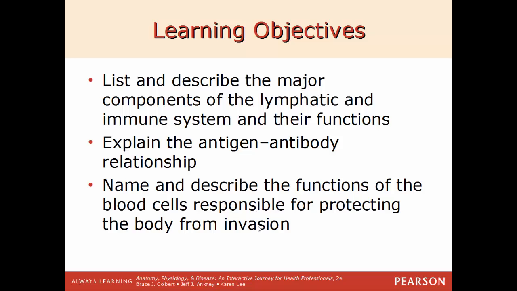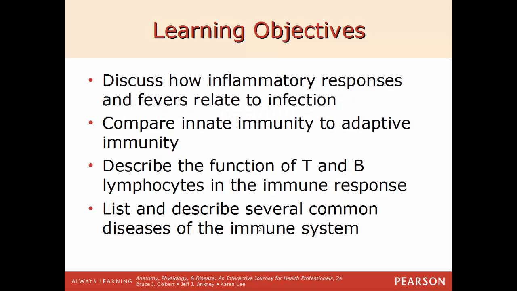Some learning objectives for this chapter: be able to list and describe the major components of the lymphatic and immune system and their functions. Explain the antibody-antigen relationship. Name and describe the functions of the blood cells responsible for protecting the body from invasion. Discuss how inflammatory responses and fevers relate to infection. Compare the innate immunity to adaptive immunity. Describe the function of B and T cells in the immune response. And lastly, be able to list and describe several common diseases of the immune system.